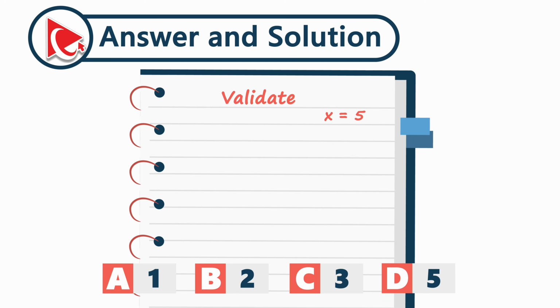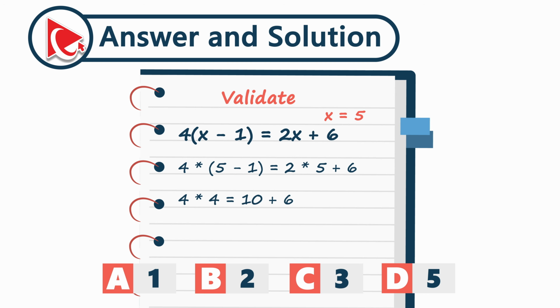Remember, the original expression is 4 multiplied in parentheses x minus 1 equals 2x plus 6. After we substitute x with 5, it will be 4 multiplied 5 minus 1 in parentheses would be equal 2 multiplied by 5 plus 6. 4 by 4 equals 10 plus 6. 16 equals 16. And the correct answer here is choice D, 5.